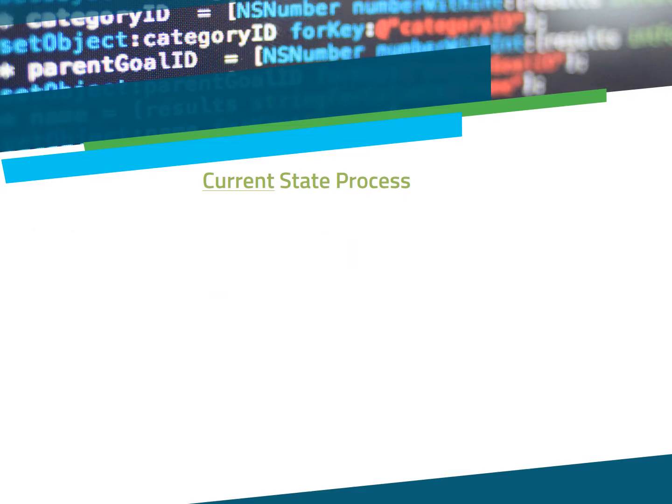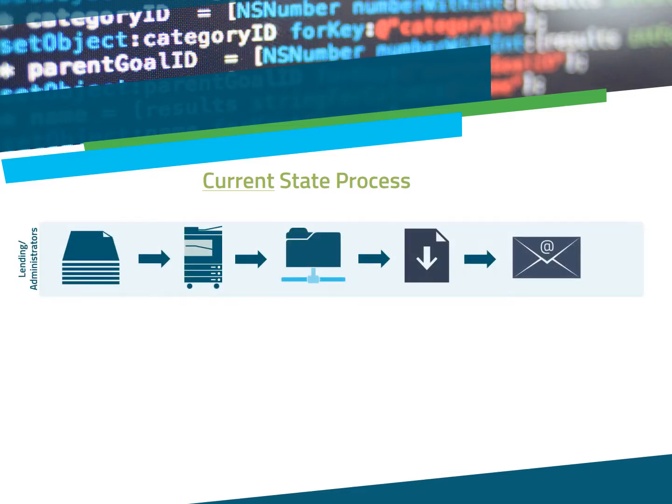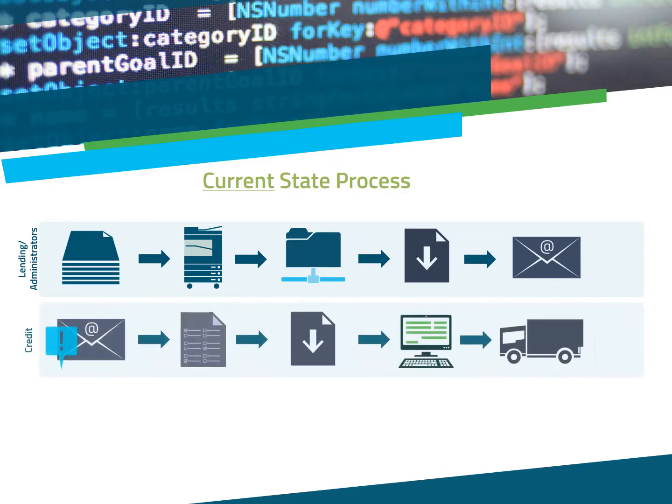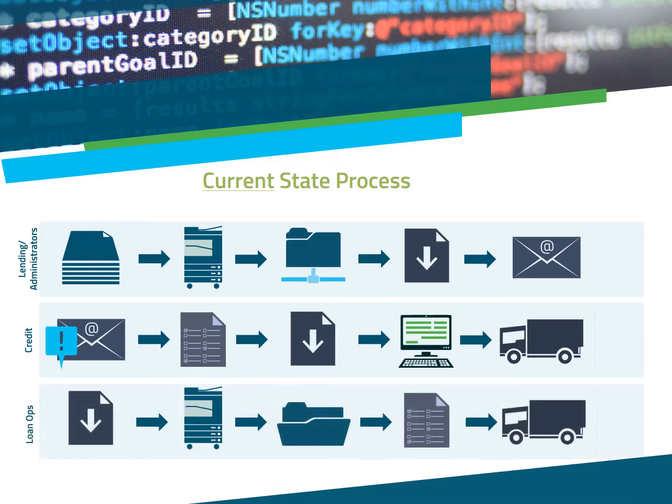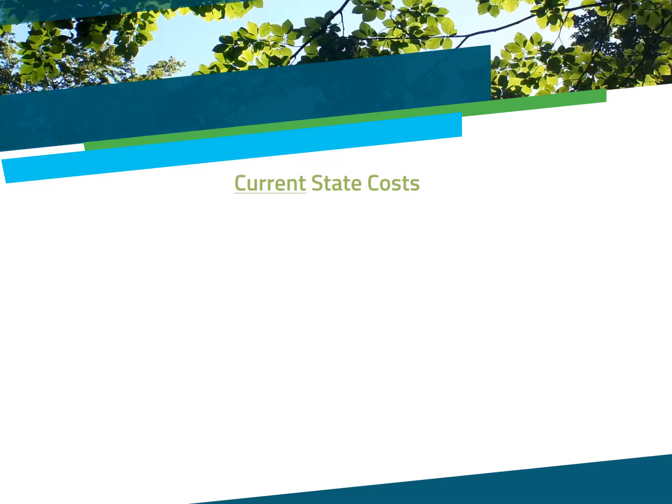Then I just, at a very high level, show them the current state. There are 3 different areas that we looked at, lending and administration, and I walk through the different steps. These are very paper-based, very manual steps, and they add to the cost of doing business. This was their credit applications and credit line and how they currently operate. Again, very paper-based. And then loan operations. So 3 different areas that I looked at, and each of the 3 is very paper-heavy.